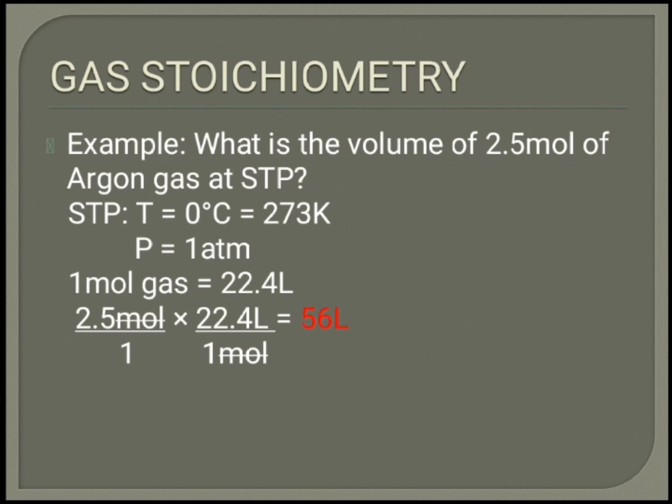Now, if 1 mole of gas occupies a volume of 22.4 liters, then what volume will 2.5 moles of gas occupy? So now, we could set up a conversion factor. 1 mole of argon will occupy 22.4 liters, so the unit moles will cancel, and so it's just going to be 2.5 times 22.4, so the answer in this problem is 56 liters.